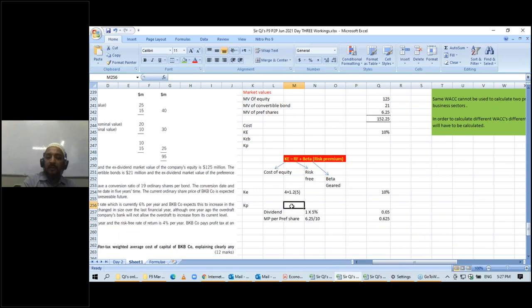So the formula is dividend divided by the market price. So 0.05 divided by 0.625 gives you the cost of preference shares. So first I calculated the 6.25 million, the value of all the preference shares. I divided it by the 10 million preference shares shown in the balance sheet, and then multiplied by 100 to arrive at the cost of preference shares, which is 8%.